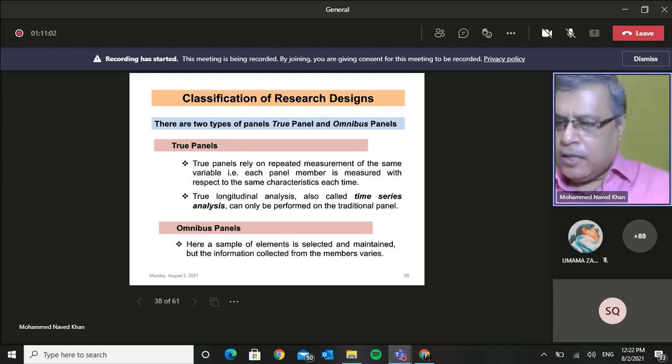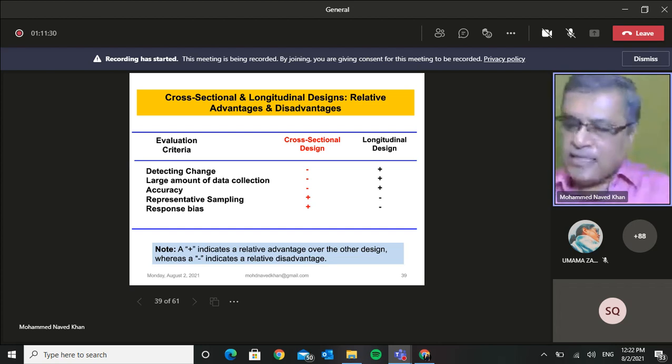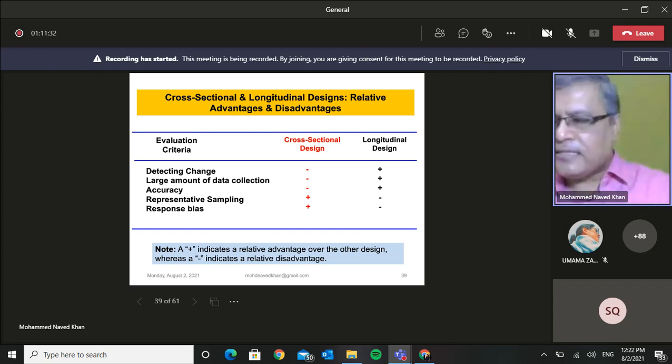The moment we move to the omnibus panel design, here what happens is that each time we approach, the information that we will be generating will be related to a different subject, something different from what we had collected earlier. So now we move to the comparison between cross-sectional and longitudinal designs, and let us see what are the relative advantages and disadvantages. Just after this, I will take questions, and then we will discuss the other types of designs.